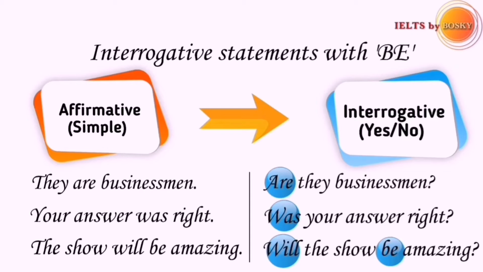So, did you notice I used all be verbs to the front of the sentence to make it interrogative statements. You must be wondering why I have written yes, no below the word interrogative. Let's discover this in our next slide.